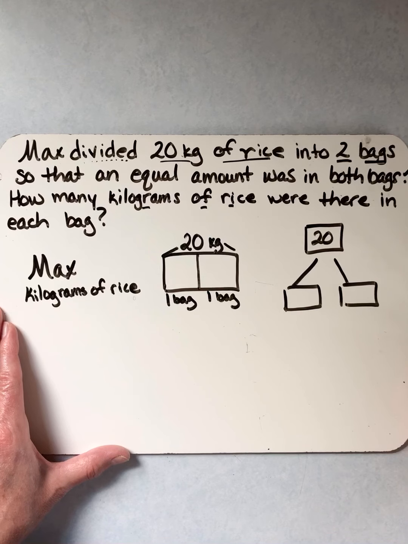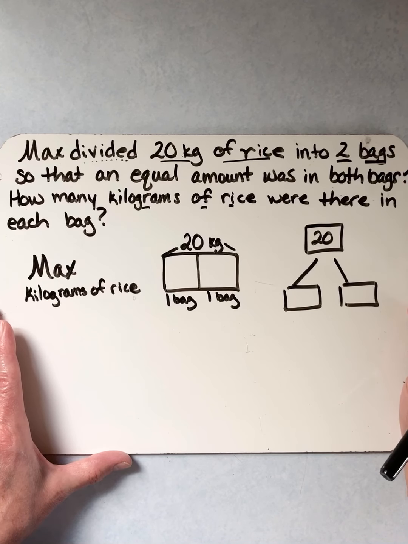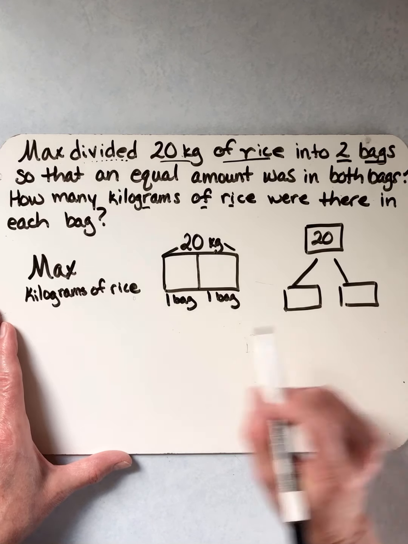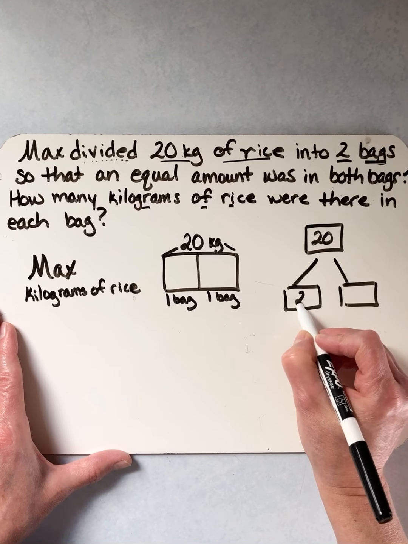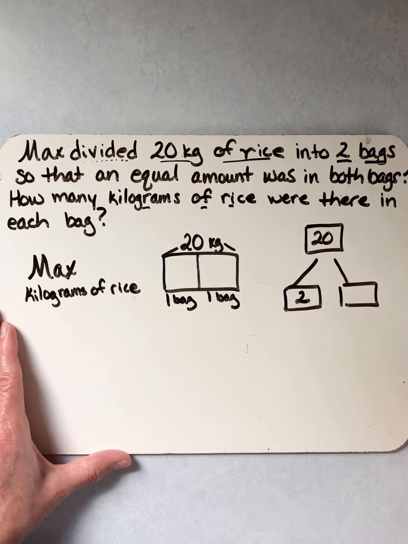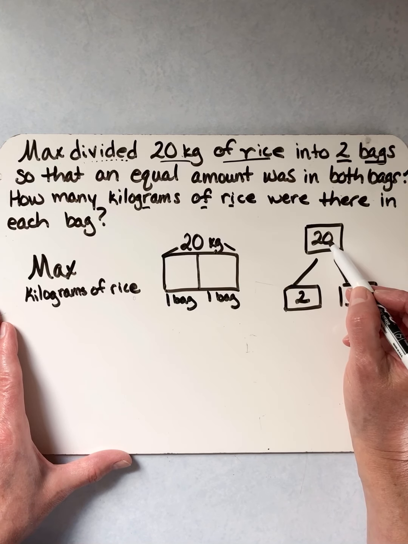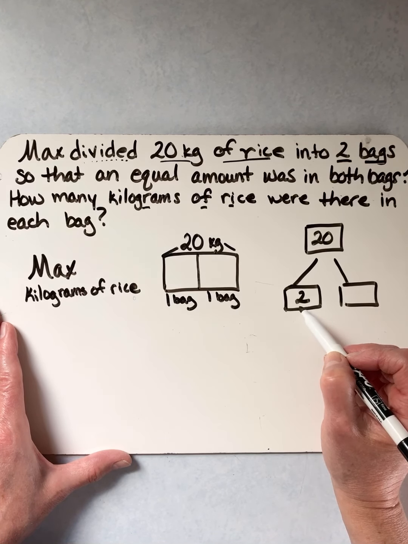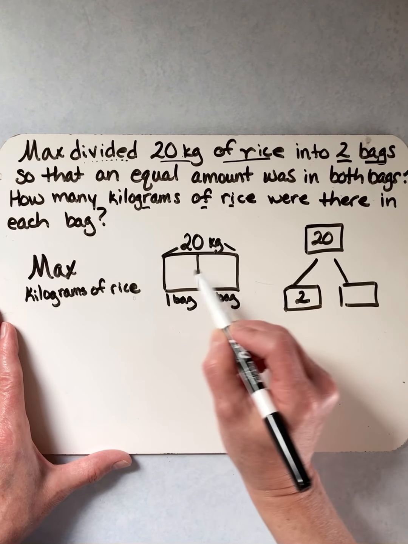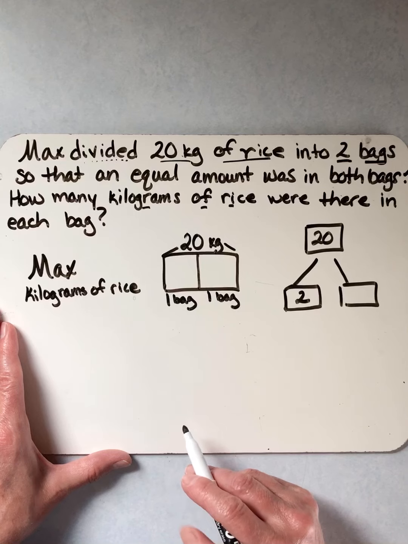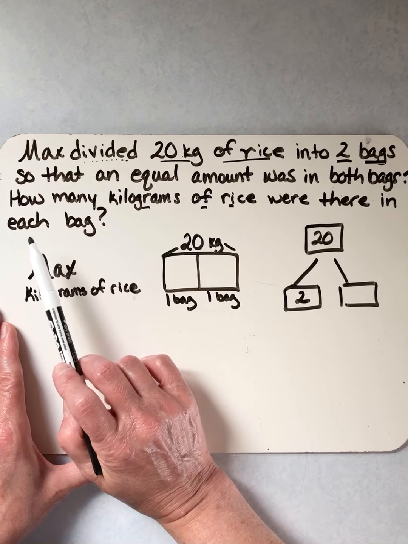There's our 2 bags. So you'll notice on the unit bar, there is not a number 2. That's okay. We still have our 2 bags here. And that is part of this thing right here. 20 is the whole amount. He divided them into 2 bags. 20 is the whole amount. And he's divided his rice into 2 bags. Okay, now let's read the next sentence.